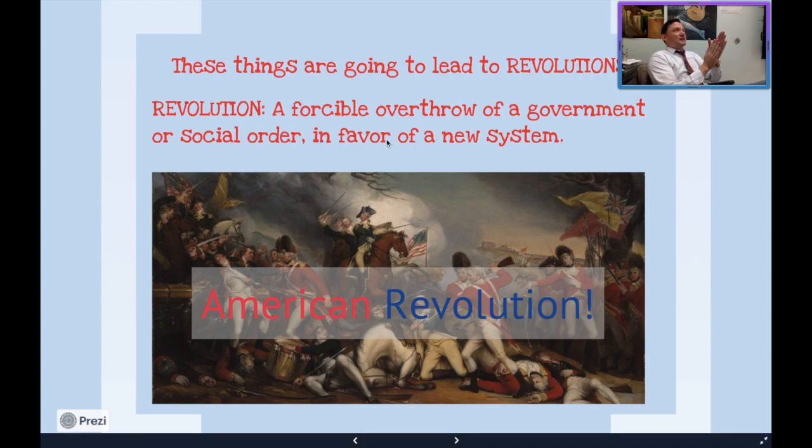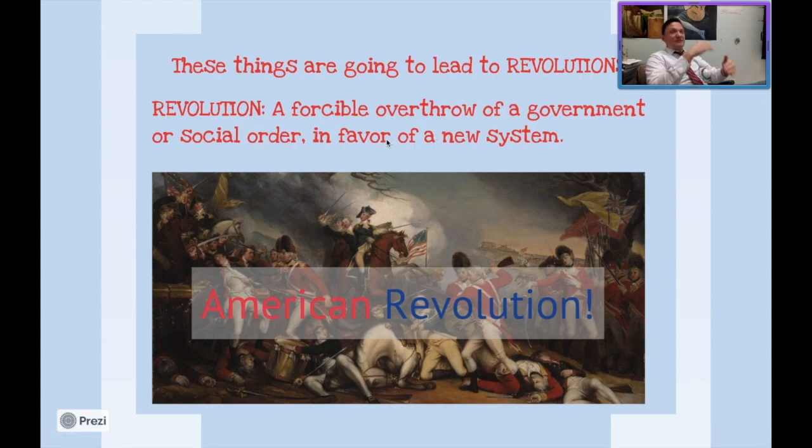So we started talking about this in class today, leading up to the revolutions that are going to happen during the 1700s, and we are going to spend some time in this class talking about two of them in particular, the American and the French, right?